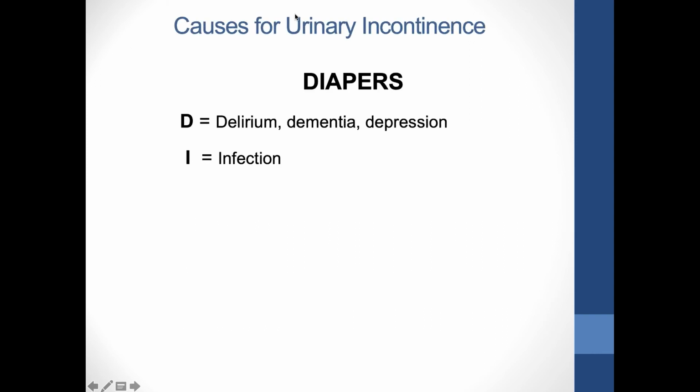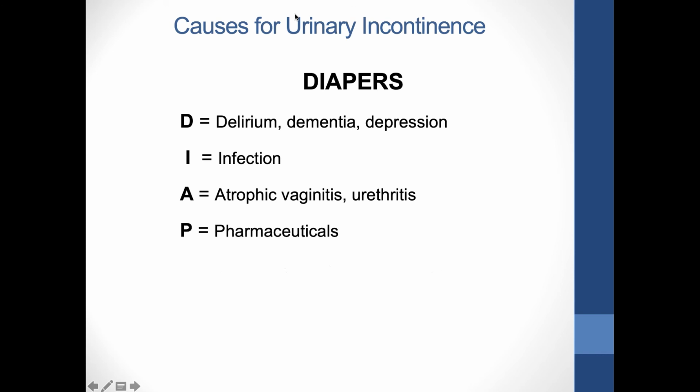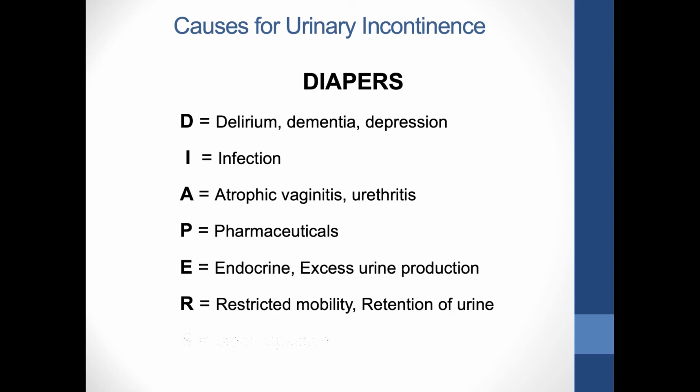There is an acronym, DIPERS, for causes of urinary incontinence, which could be delirium, dementia, depression, infection, atrophic vaginitis in women or urethritis in men, pharmaceutical use, endocrine, excess urine production, restricted mobility, retention of urine, and stool impaction.